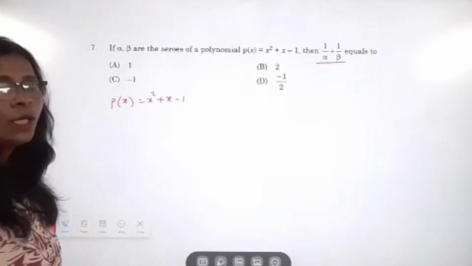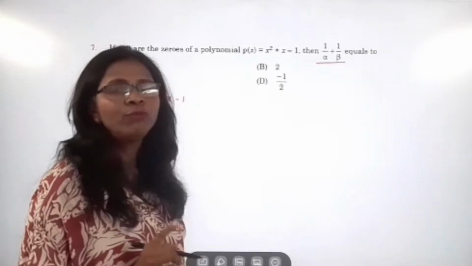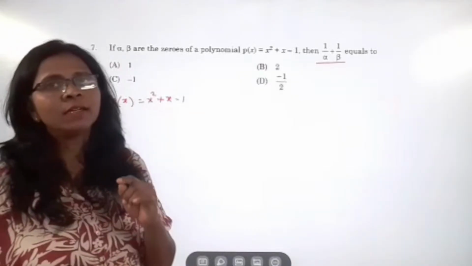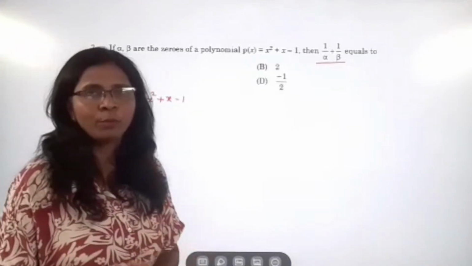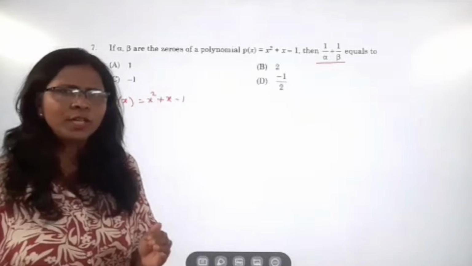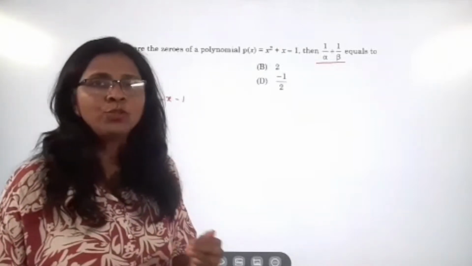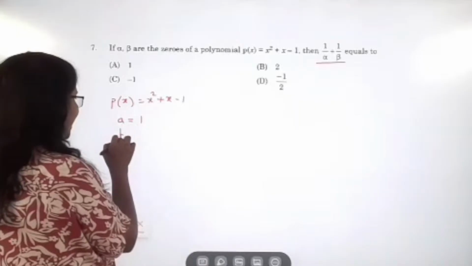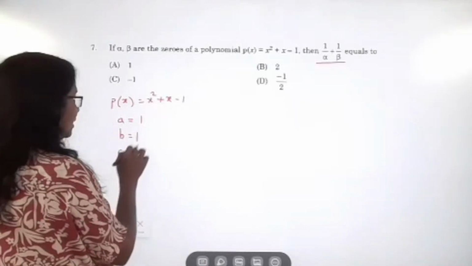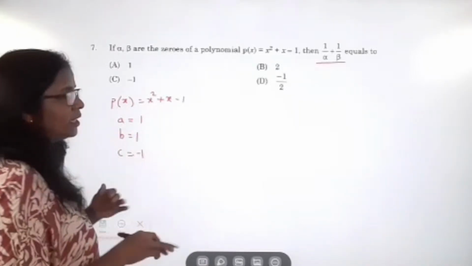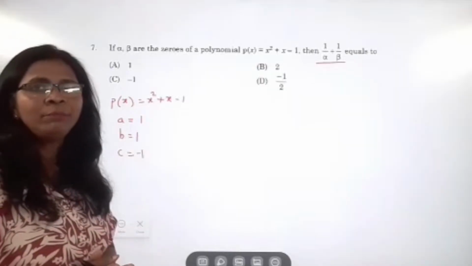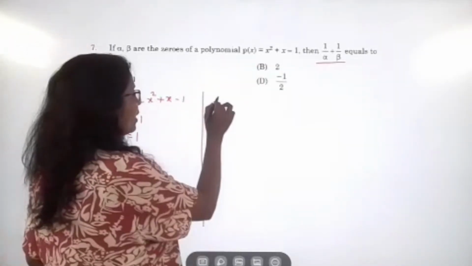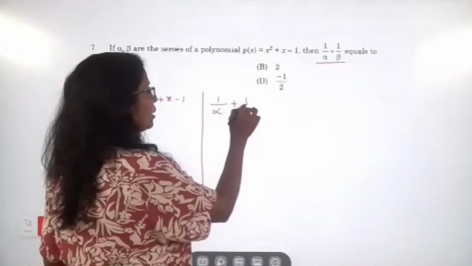Students, here we compare this equation with ax square plus bx plus c equal to 0, the general form of a quadratic equation. So we get a is equal to 1, b is equal to 1 and c is equal to minus 1. After comparing we get these values of a, b, c. Now we take 1 upon alpha plus 1 upon beta.